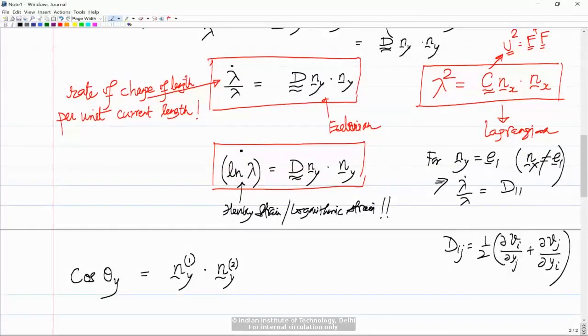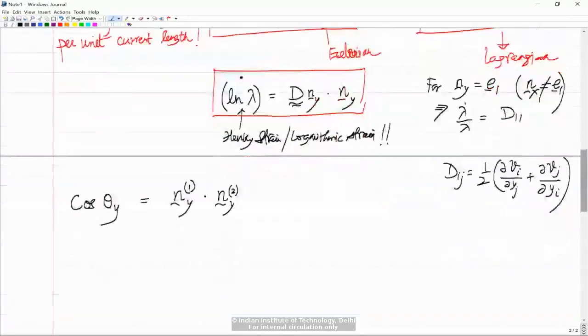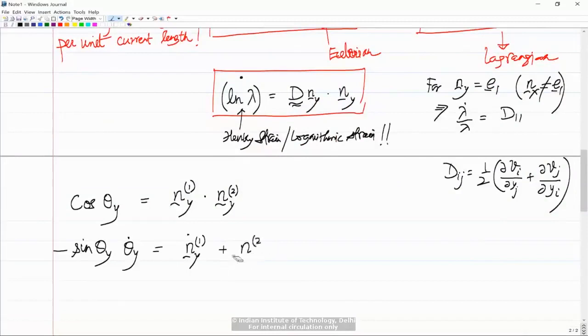So let's try to find out what this is going to be. Before getting here, when you differentiate, for example, this is going to be minus sine theta y into theta y dot, right? And that's equal to, you have to use the product rule, ny1 dot dot with ny2 plus ny1 dot with ny2 dot, isn't it? Because ny is the deformed orientation, and that is always going to change with time, right? For a material line element, the deformed orientation changes with time.